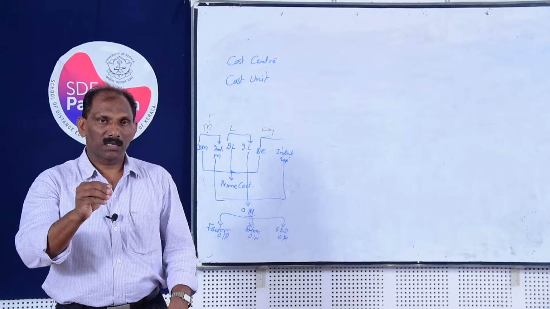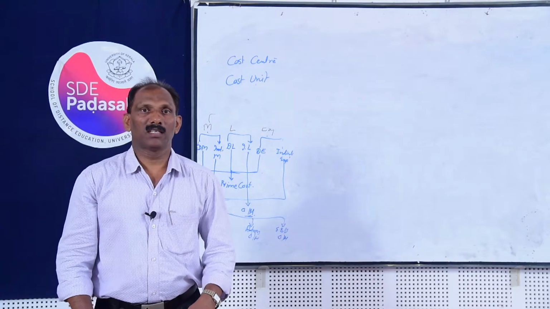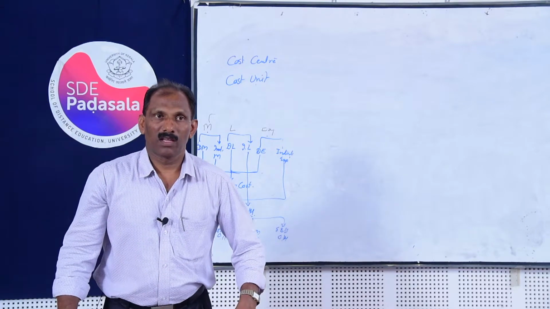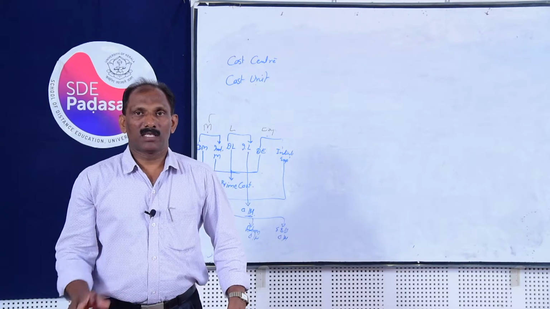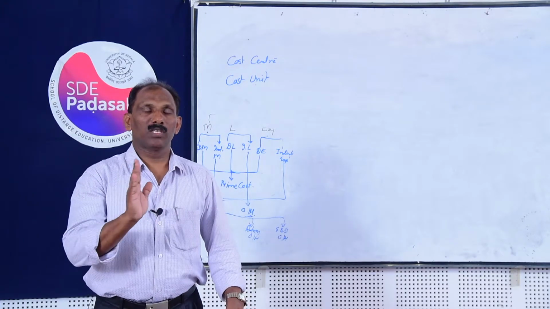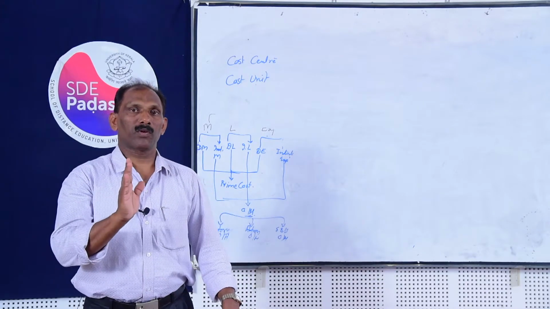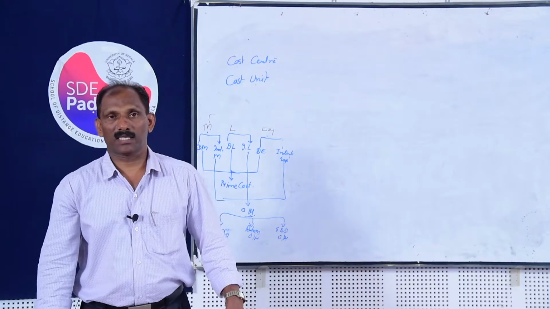Suppose you are purchasing milk, that will be expressed in terms of liter. If you are purchasing cloth, that is expressed on the basis of meter. So this is the cost unit, that means a unit of a product. Cost unit is the unit of a product or time or service in which cost may be ascertained.